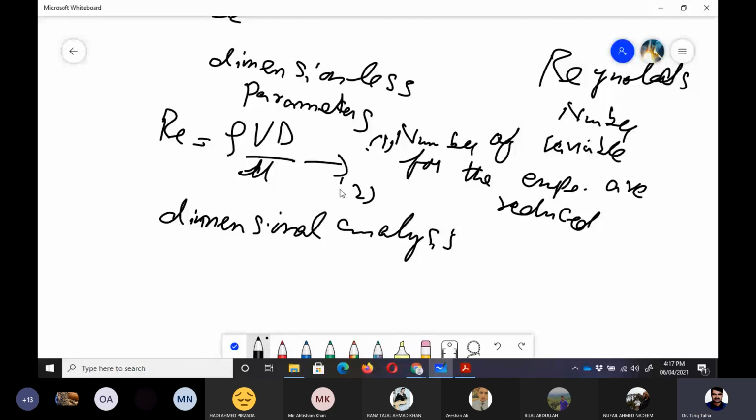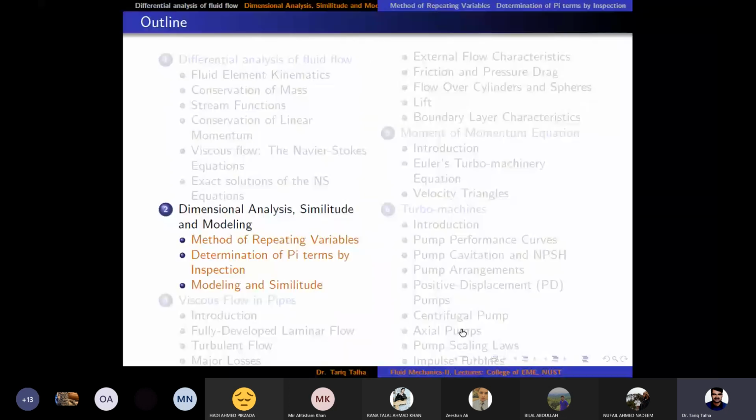we can compare the results of an experiment conducted in one wind tunnel with experiments conducted in another wind tunnel having the same Reynolds number. So we can compare the results. For comparison purposes, it is quite easy if we are conducting the experiments in dimensionless quantities. I have given you an overview, but as we go through the slides, all these things will be clear to you. So let's go through a few slides.